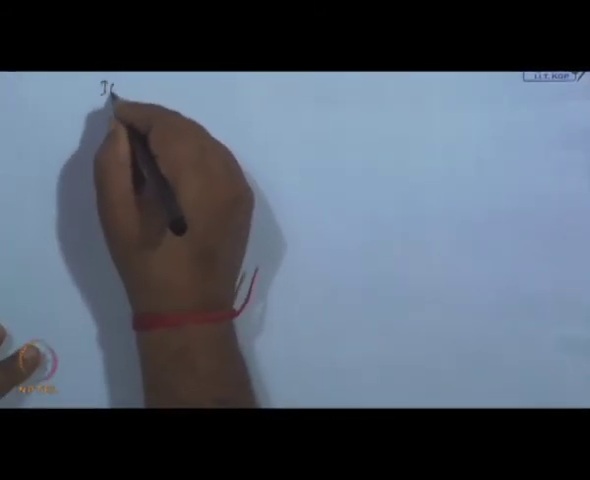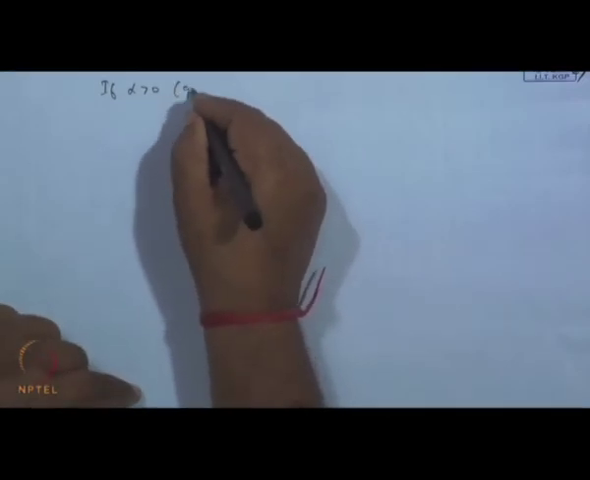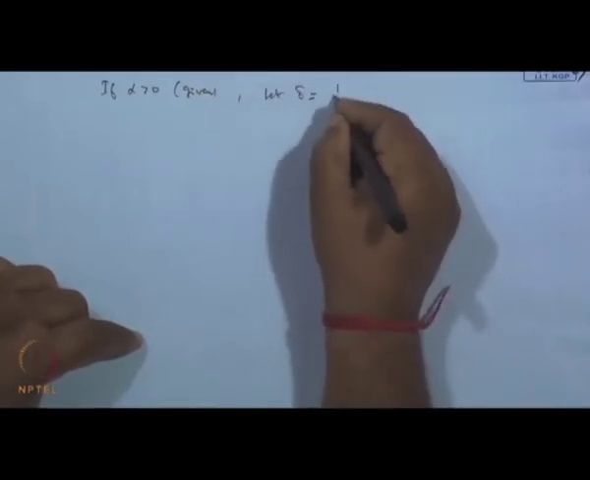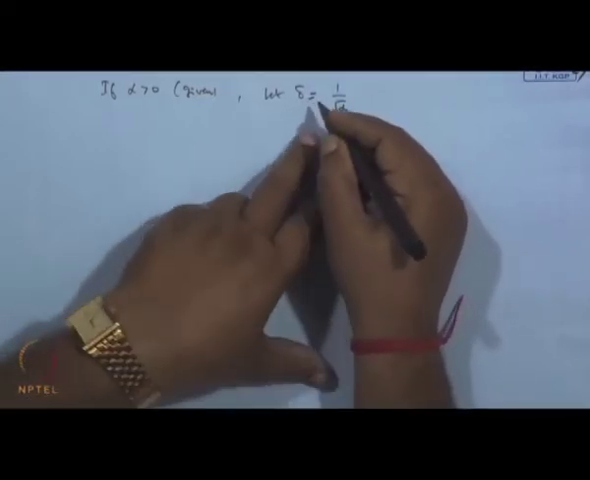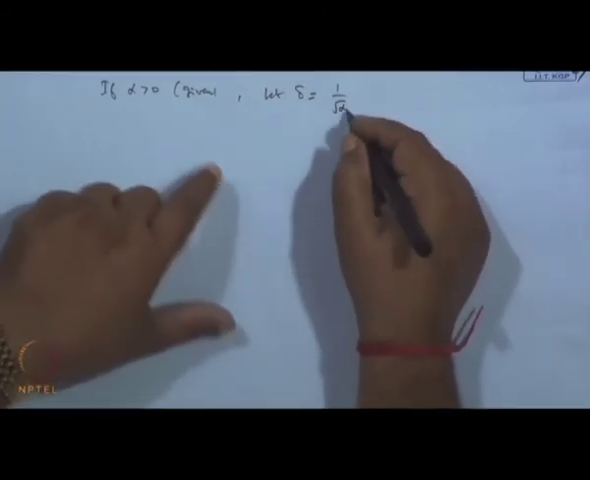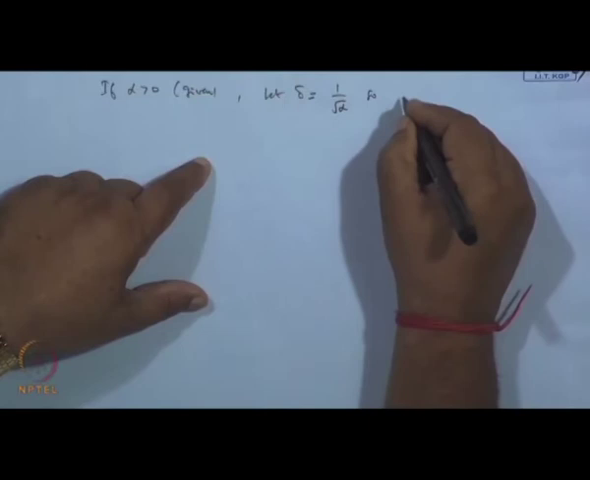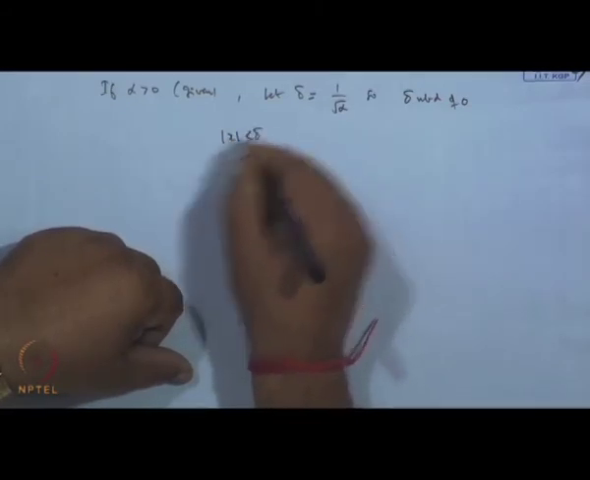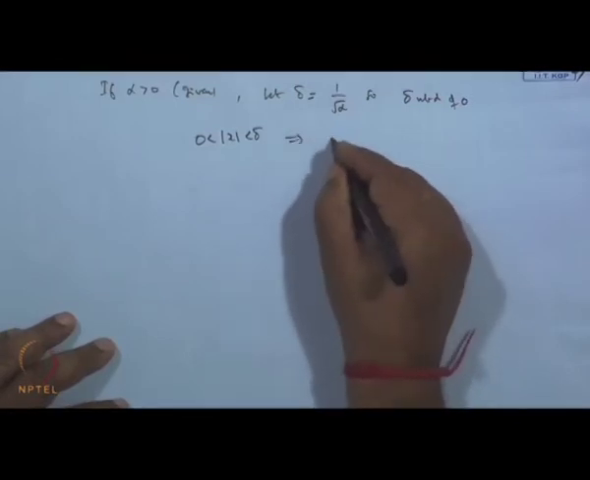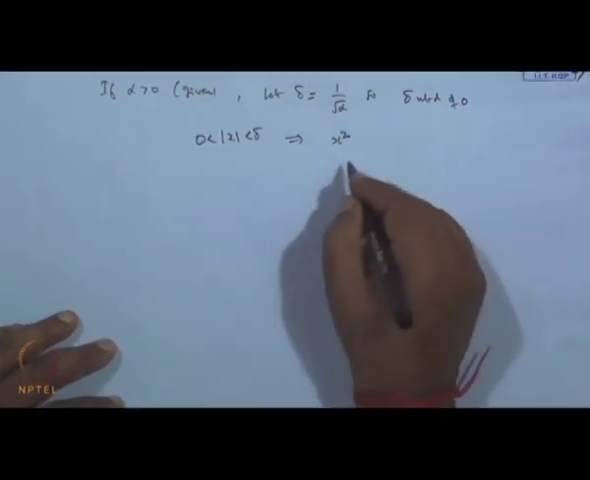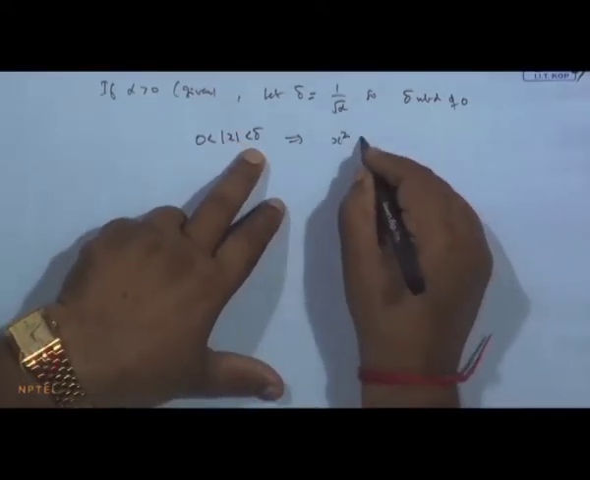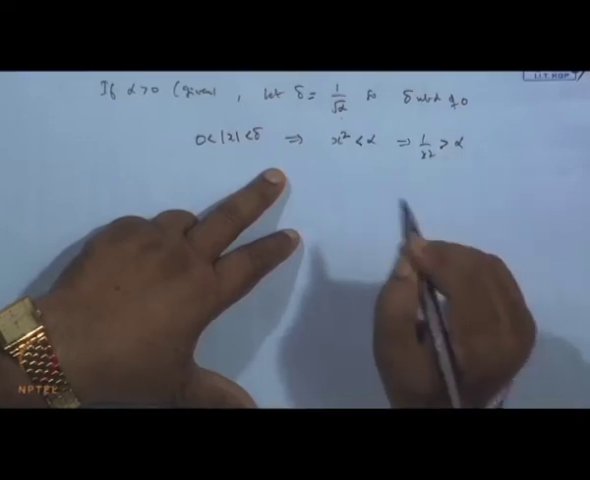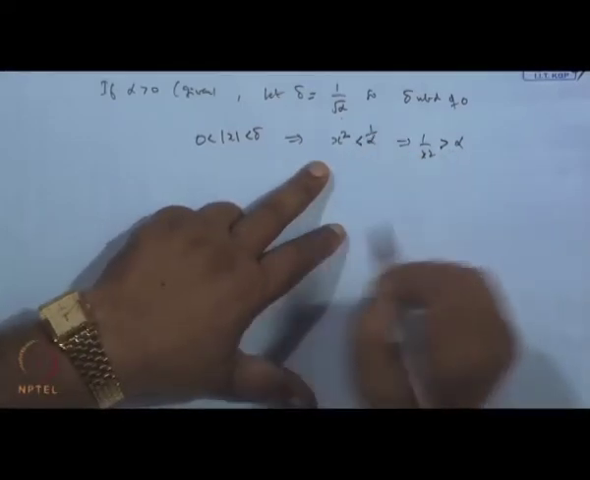Suppose alpha greater than 0 is given, and let us choose delta as 1 by root alpha. So delta depends on alpha. Now, the delta neighborhood of 0 means mod of x is less than delta, greater than 0. Then this implies that x square must be less than 1 by alpha, since delta is 1 by root alpha, and hence 1 by x square will be greater than alpha.